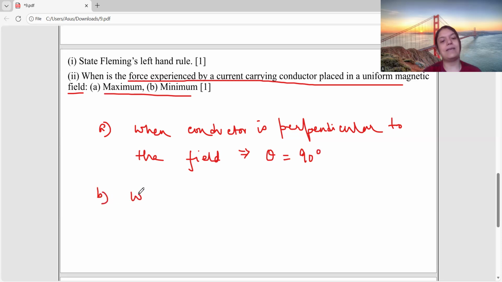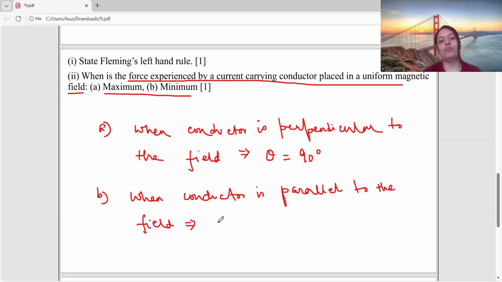B, same thing, when the conductor is parallel to the field. That is, when the angle between them is 0 degree, then it is minimum. So this is the condition for maximum force. This is the condition for the minimum force. Okay, I hope you understand.